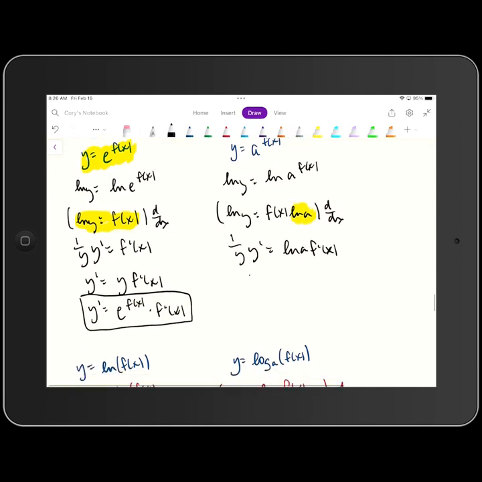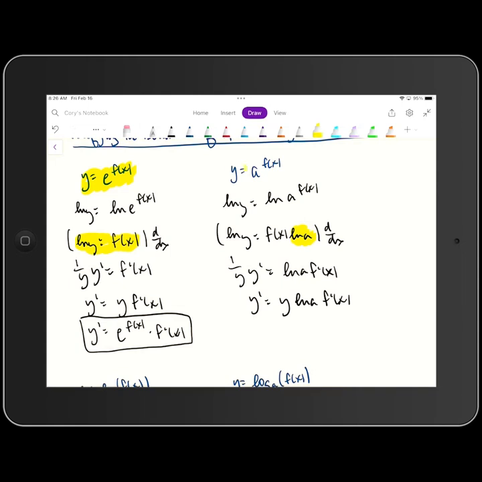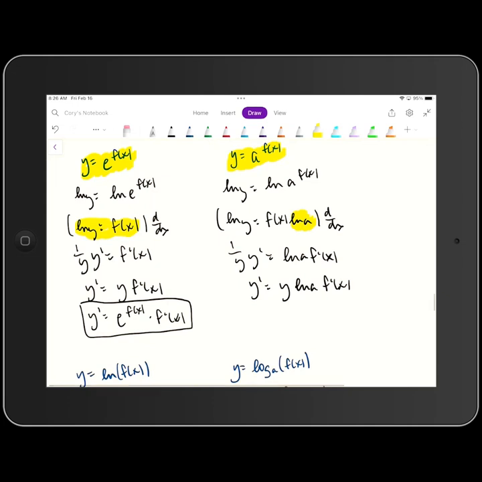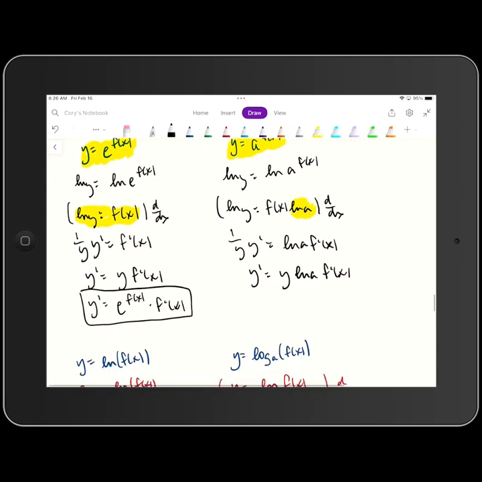Okay, so again, we're going to isolate y prime, multiplying both sides by y. And then once again for this one, because we have y written explicitly in terms of x to start, we're going to go ahead and replace y in the derivative with a raised to the f of x power. So we get a raised to the f of x power times the natural log of a times f prime of x.